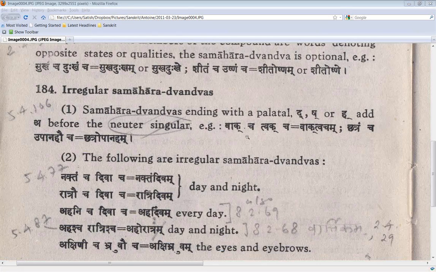This is a singular. So vak cha tvak cha. Vach is the pratipadikam, tvach is the pratipadikam, and it becomes vak tvacham. So vak cha tvak cha becomes vak tvacham. What has happened here is that you might have expected vak tvak.